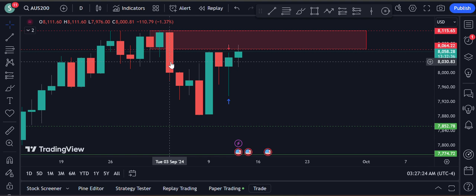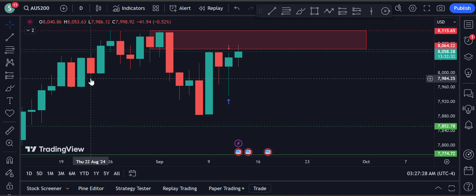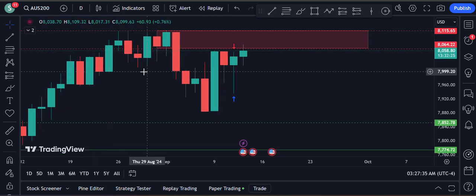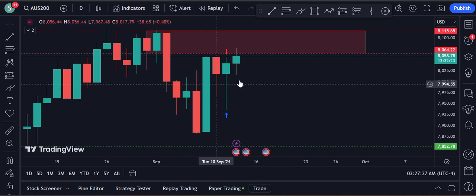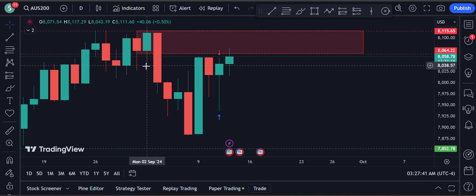Why am I saying it's powerful? As we can see, it broke this demand zone and also gave us a closing below this demand zone and this demand zone. So three demand zones it has broken.